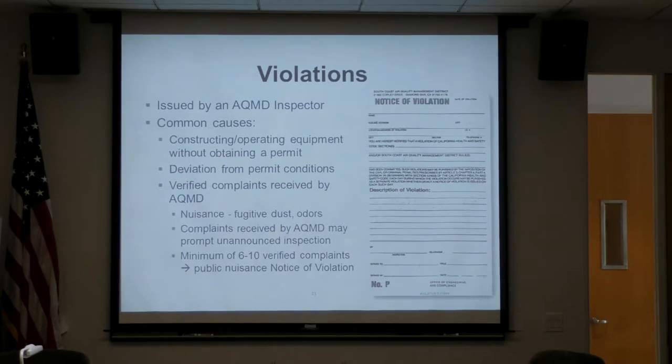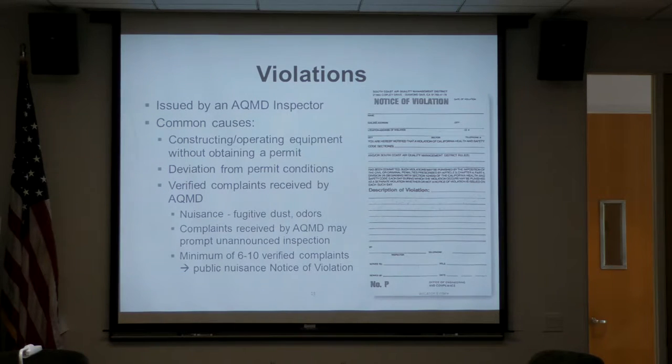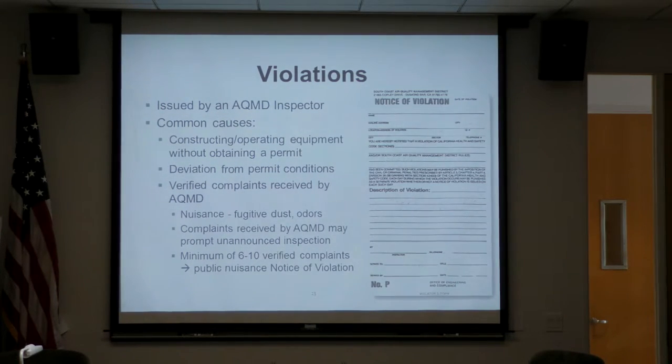So I'd like to talk about common causes of violations. These are issued by the AQMD inspector, and common causes are constructing or operating an equipment without obtaining a permit. And it's important to know that deviations from permit condition does not always mean it's going to result in a violation. It ultimately depends on the inspector and the case, but generally deviations that do involve excess emissions is an easy way for AQMD to issue a notice of violation.